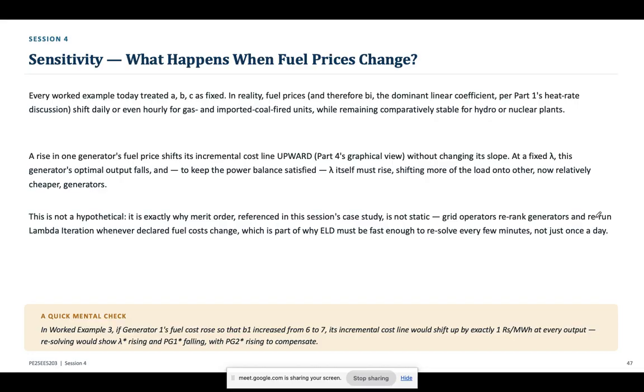This demonstrates why merit order is not a permanent ranking carved in stone. A generator can move from being relatively cheap to relatively expensive when fuel cost, efficiency, availability, or other operating conditions change. Economic dispatch, therefore, is a repeated optimization process, not a one-time classification of a generator.